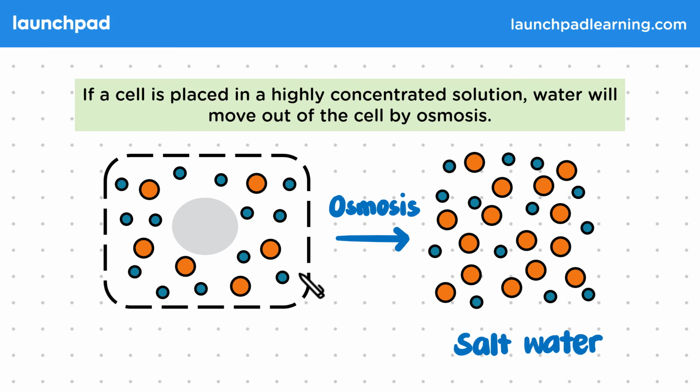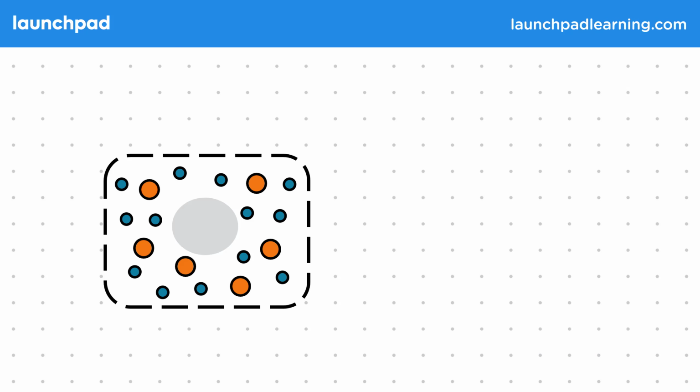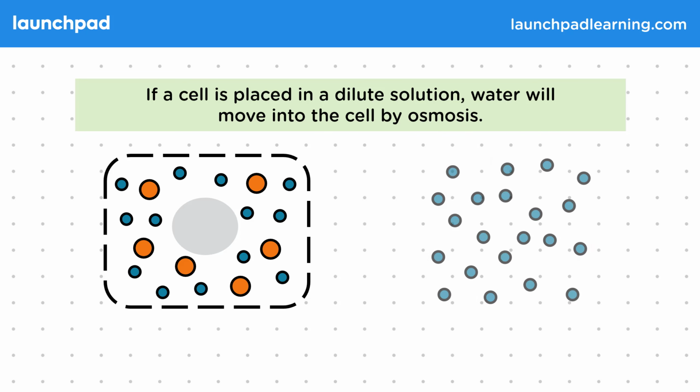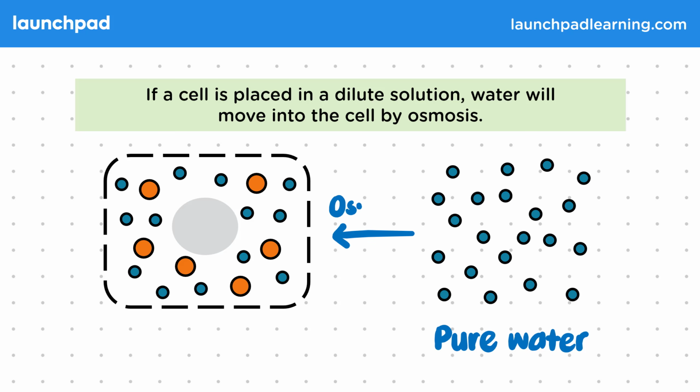So, as water moves out of the cell when it's placed in a highly concentrated solution, can you guess what's going to happen when we place it in a more dilute solution? If a cell is placed in a dilute solution, water will move into the cell by osmosis. So this time, the environment outside of our cell is pure water. There's no solute in this solution, which means that there will be a movement of pure water by osmosis across the cell's partially permeable membrane and into the cell.